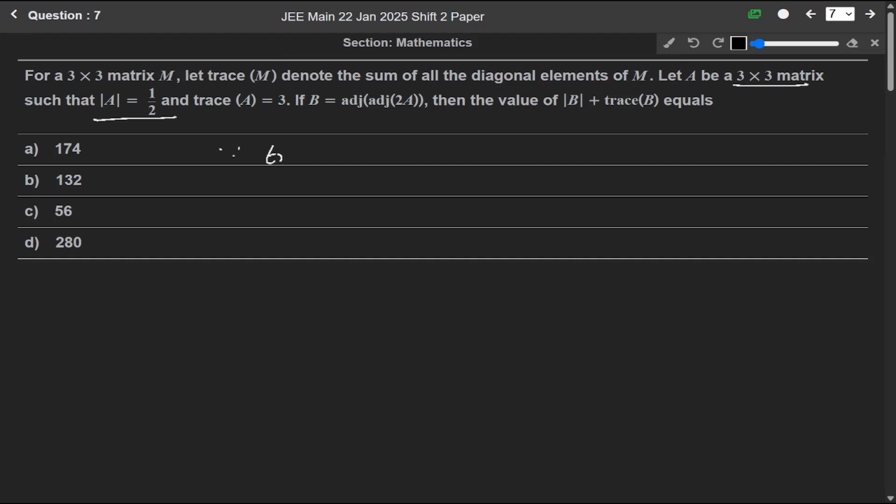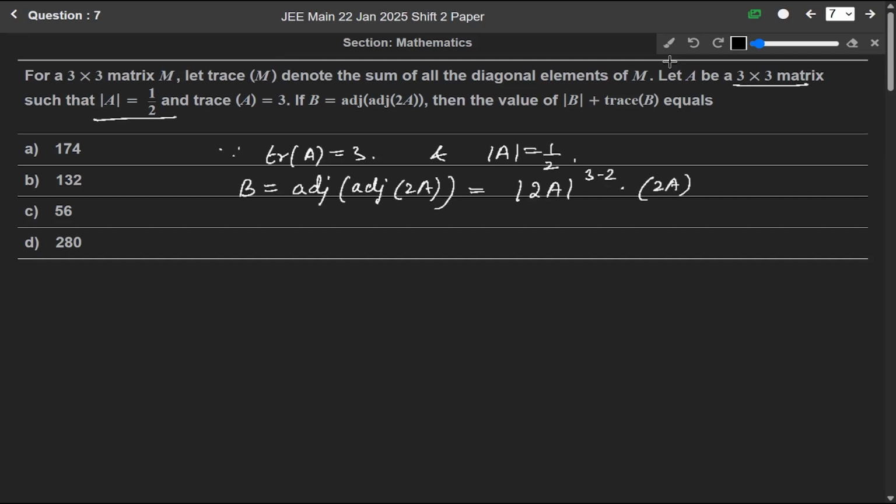Since we are given that trace of A equals 3 here and determinant of A is 1 by 2. Okay. And B is given as adjoint of 2A. So it will be equal to (2A) raised to 3 minus 1 into 2A. Okay. So it will be equal to 2 cube determinant of A into this 2A. So it will be equal to 8A. Okay.